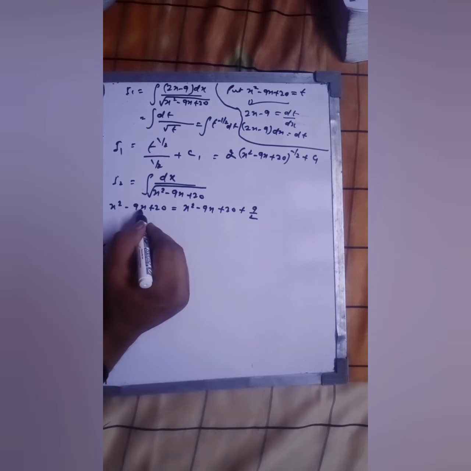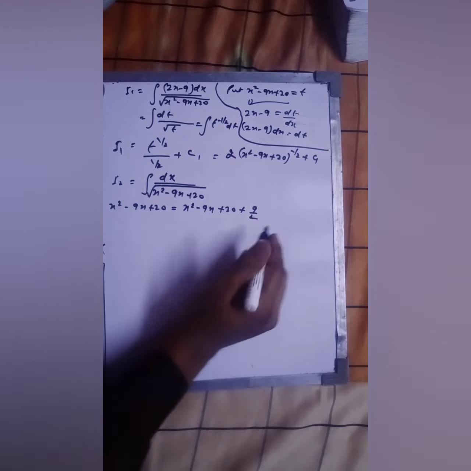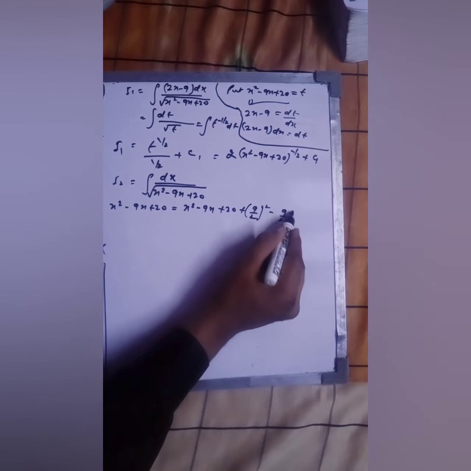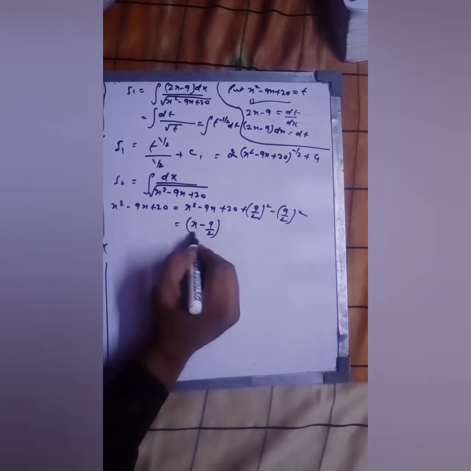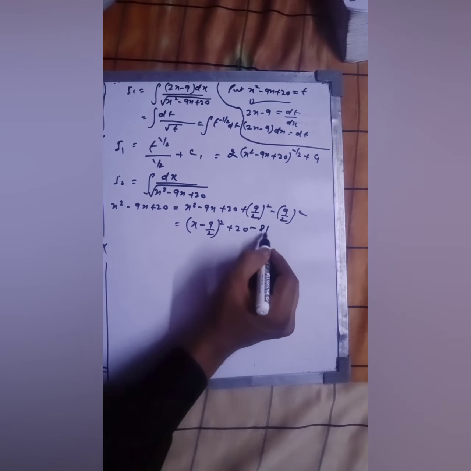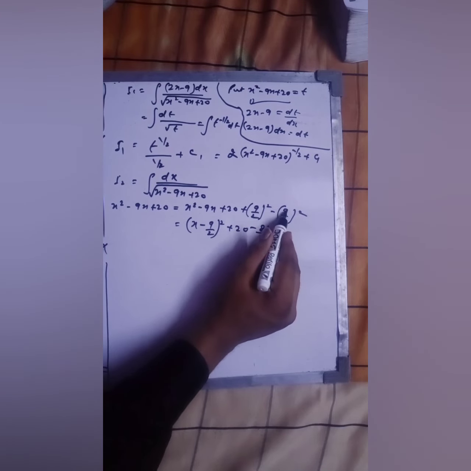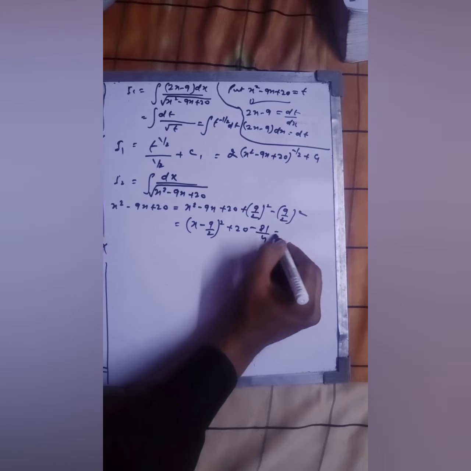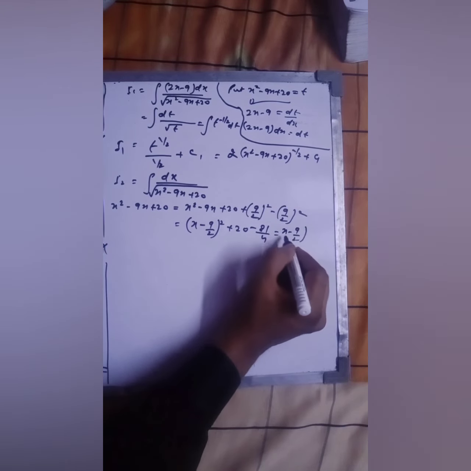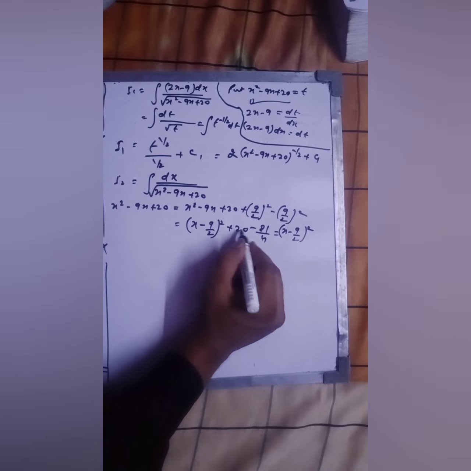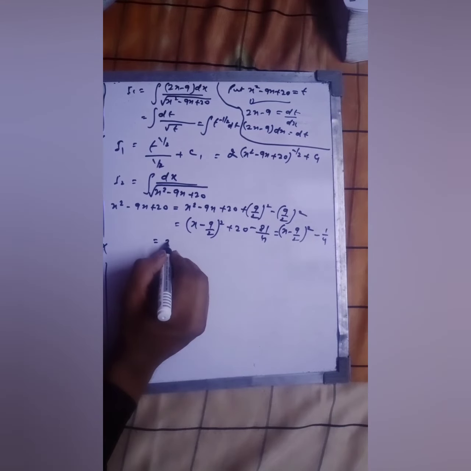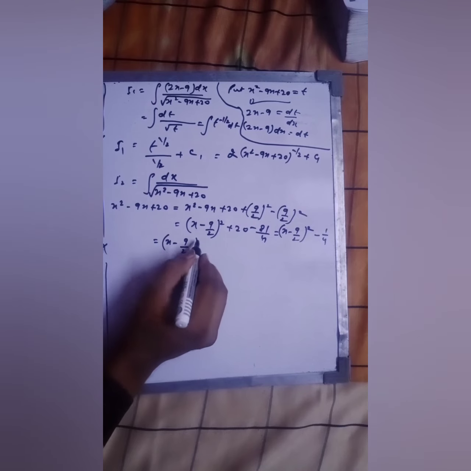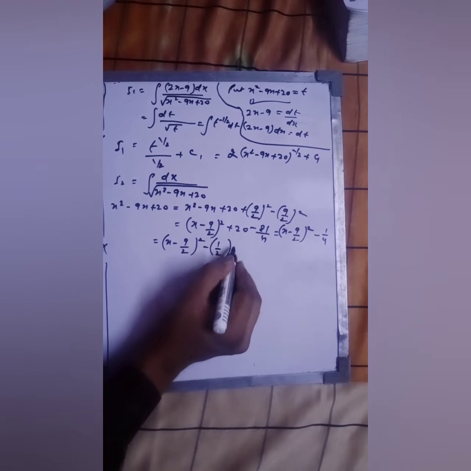The coefficient of x is actually minus 9, but you have to take only the positive value, that's why I'm writing 9 by 2. So it is 9 by 2 whole square minus 9 by 2 whole square. This would be x minus 9 by 2 whole square plus 20 minus 81 by 4. Since 9 square is 81 and 2 square is 4, you get x minus 9 by 2 whole square, and 80 minus 81 is minus 1 by 4. So it is x minus 9 by 2 whole square minus 1 by 2 whole square.